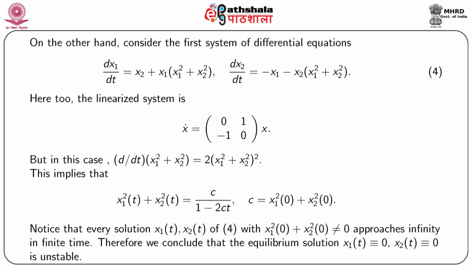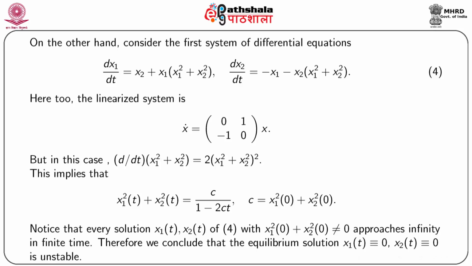In this case, d/dt of (x1 squared plus x2 squared) is equal to 2 times (x1 squared plus x2 squared) whole squared, and this implies x1 squared(t) plus x2 squared(t) is equal to c by (1 minus 2ct), where c is equal to x1 squared(0) plus x2 squared(0).